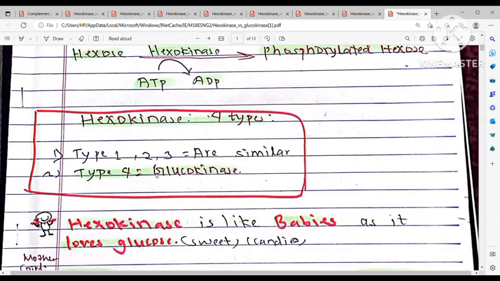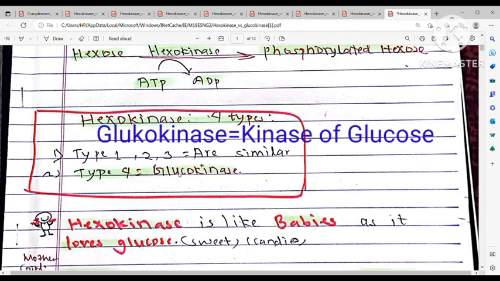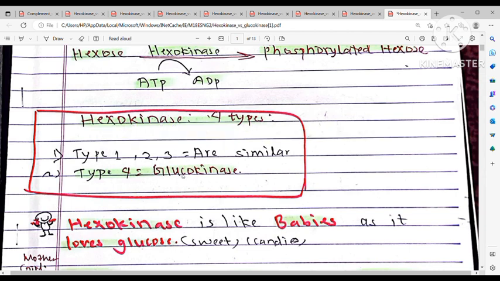There are four major types of hexokinase. Types 1, 2 and 3 are similar, while type 4 is different. This type 4 is called glucokinase. In this way, glucokinase is a special type of hexokinase.